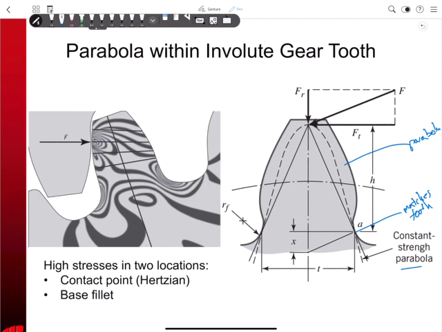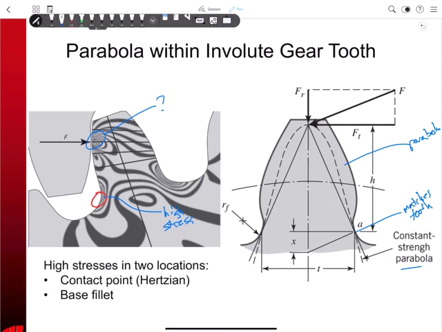And so if we look at this, sure enough, I'll circle that in red maybe. That spot right there looks like it's the highest stress, because that's where the parabola matches the gear tooth. Notice there's also some action here. I wonder what kind of stress that is. Anyway, that must be a contact stress, and then the base fillet. So that's where the stresses are.